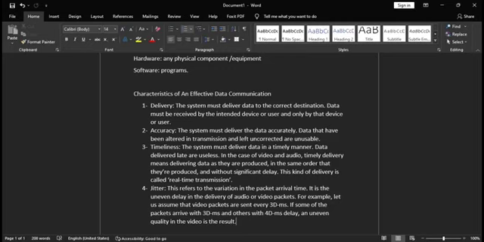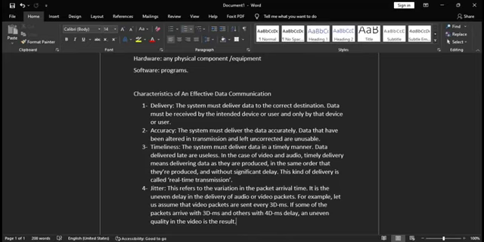Otherwise, if there's any alteration, it will lead to whatever is being transmitted being unusable, useless. Then the third point we mentioned is timeliness, that is data being delivered in a timely manner. Otherwise, if they are not delivered at the time they had been transmitted, they become useless as well. The example given to you is the case of video and audio. Timely delivery means delivering data in the same order that it is produced and without significant delay.